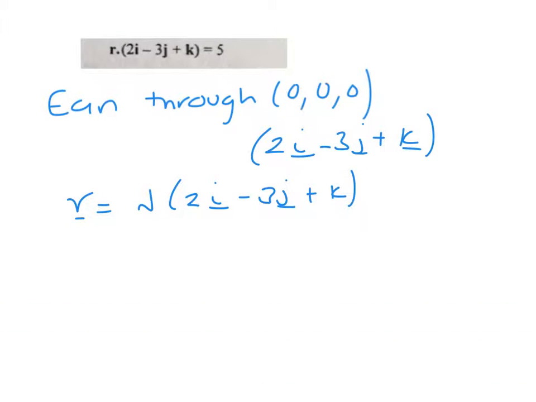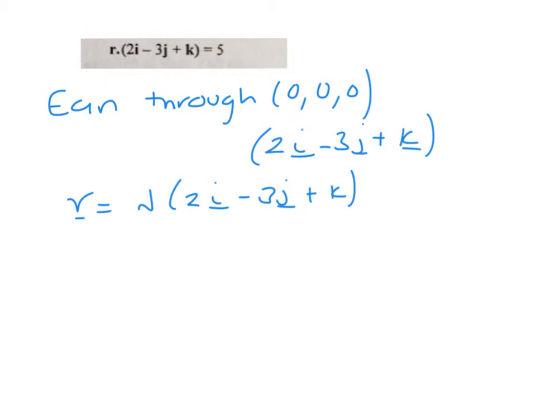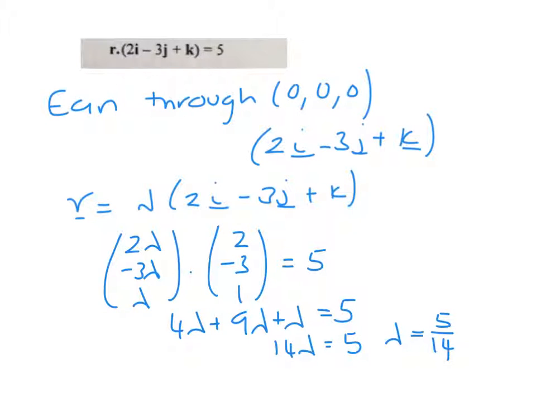We then want to know what the point is where that line crosses the plane. So we're going to substitute the r with our line, and I'm going to change to working in columns. So (2 lambda, minus 3 lambda, lambda) dot (2, minus 3, 1) has to equal 5, and that happens when 4 lambda plus 9 lambda plus lambda equals 5, 14 lambda equals 5, lambda equals 5/14.